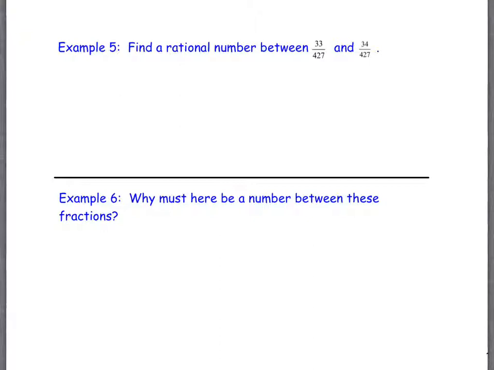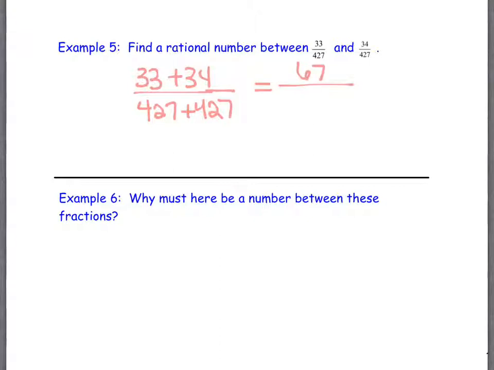So we can use this rational number property, and we can add 33 plus 34 and 427 plus 427. So the denominators don't have to be different to make this work. They could be the same. And if we add them together, what is 33 plus 34? 67. And 427 plus 427? 854. And it doesn't get much simpler than finding that value. I mean, add those together, divide by 2 is going to take more work, and you would end up with the same kind of answer, right? A number between them. So, real quick, let's write this in right here below.